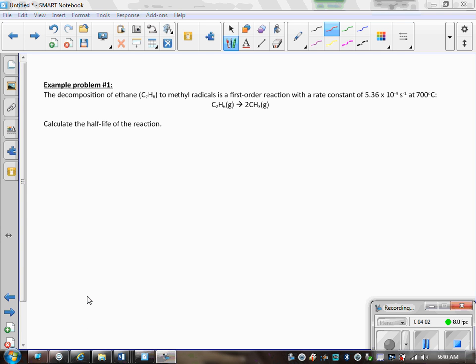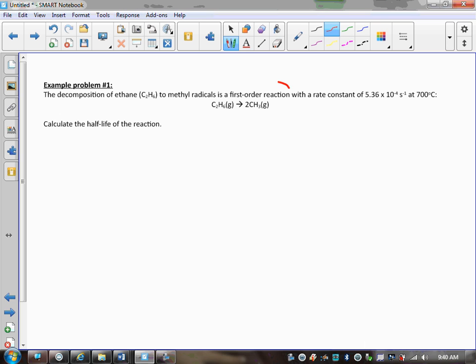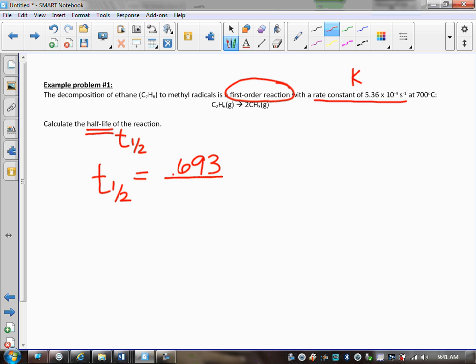So for example problem number 1, if you take a look here, we have an equation, which we don't really need. I say really, we don't need it at all. What we do need to know is the fact that they're telling us that it's a first order reaction, because that means that we're allowed to use the half-life equation. We've got a rate constant given to us right here. That's k. We've got a temperature given to us, but if you think about the equation, we don't need temperature. And they want us to calculate the half-life. So they want you to calculate T1/2. So the equation, again, T1/2 is equal to 0.693 over k.